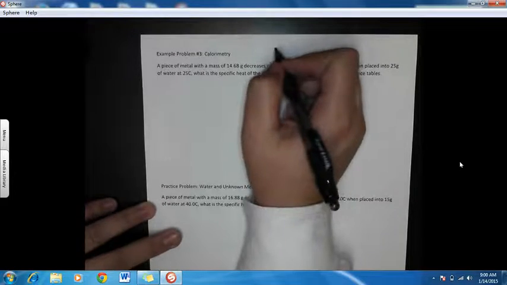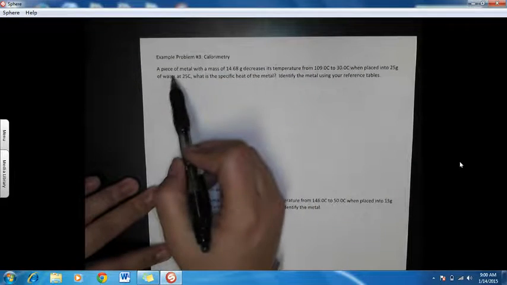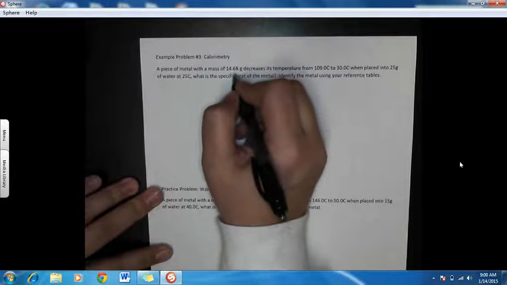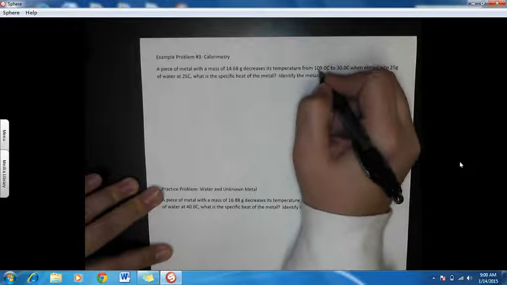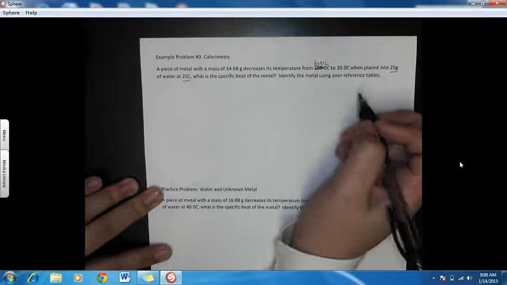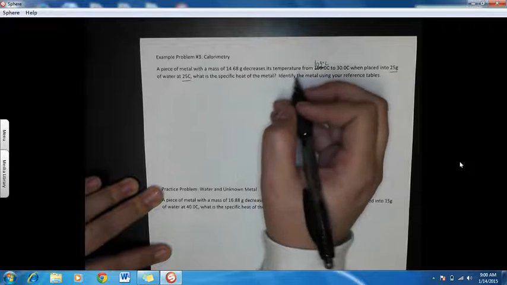Alright, so let's look at calorimetry problems. Right, calorimetry is what we use when we're trying to determine the specific heat or amount of heat that's transferred. Alright, so we have a piece of metal which has a mass of 14.8 grams, and it decreases the temperature from 109 degrees Celsius to 30 degrees Celsius when we place it in 25 grams of water at 25 degrees. So what's the specific heat of this metal?